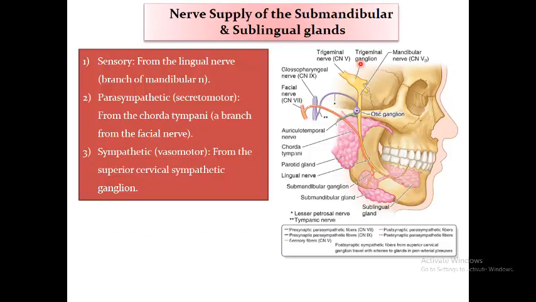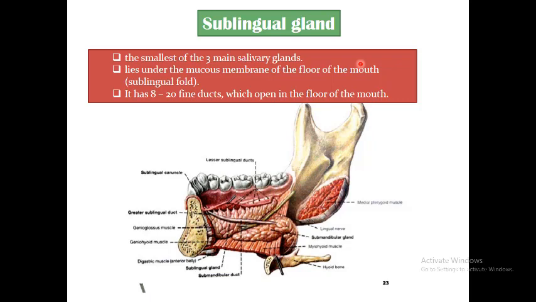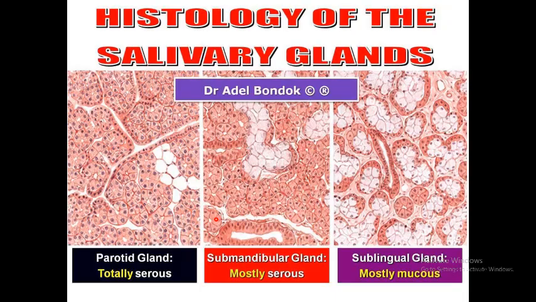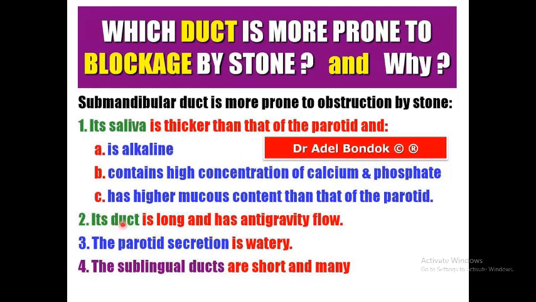Like one anatomical fact I told you about, the direction of the drainage of saliva. The submandibular duct runs from below upward. It's anti-gravity, so it's more prone to stone formation, unlike the parotid. So one of the causes is that the duct of the submandibular gland is long and anti-gravity flow.